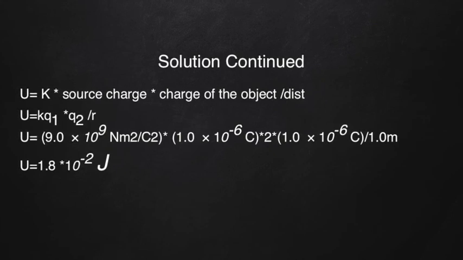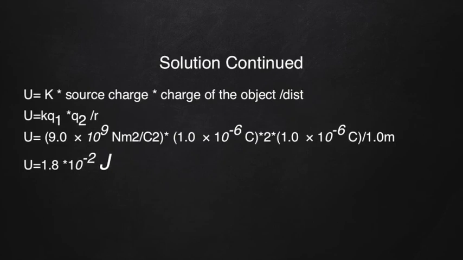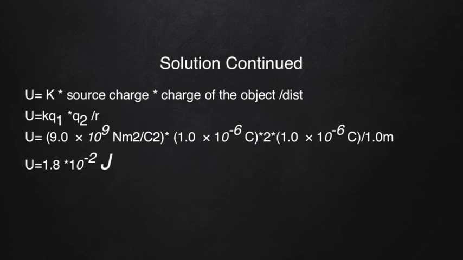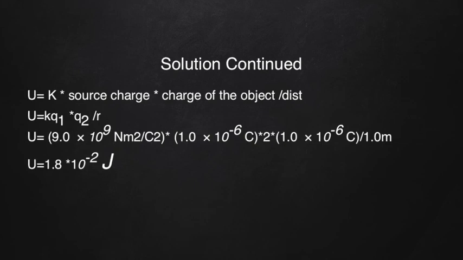So that's why we do 1.0 times 10 to the negative 6 coulomb times 2. And then we know that, given the problem, Q2 equals another electron. So we multiply that first Q1 by Q2, which is 1.0 times 10 to the negative 6 coulomb, and divide all of that by the distance, which is 1 meter. And we get the potential energy as 1.8 times 10 to the negative 2 joules.